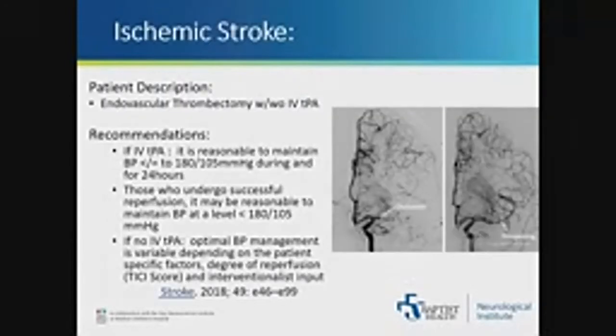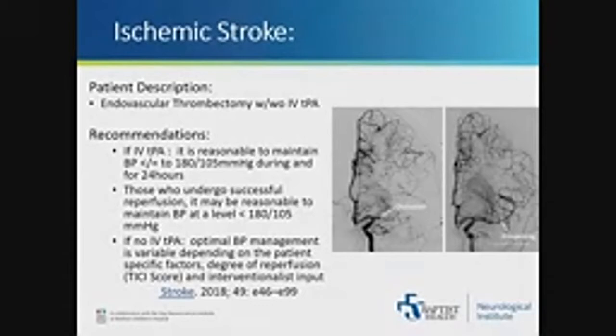Okay, next is our endovascular thrombectomy patients with or without IV-TPA. If IV-TPA was administered to these patients, the guidelines state that it's reasonable to maintain a blood pressure less than or equal to 180 over 105 during the first 24 hours after the procedure. For those who undergo a successful reperfusion, it is reasonable to maintain that blood pressure at a level of less than 180 over 105.